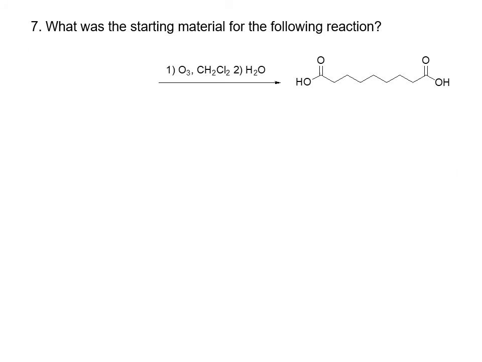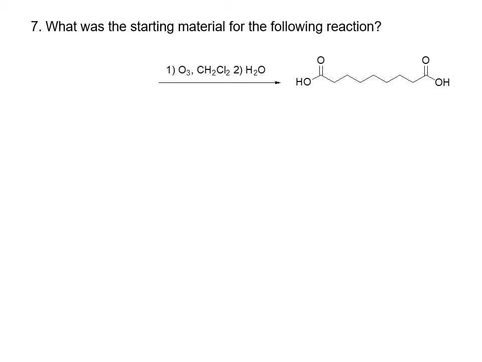What was the starting material for the following reaction? So in this case, we don't know the starting material. We have the reagent, ozone, and we have the product, a dicarboxylic acid. So first we have to look at the reaction conditions. The reaction is ozonolysis, ozone in dichloromethane, typical ozonolysis conditions, and then the workup is water, just water. That gives us a big hint, a big piece of information.